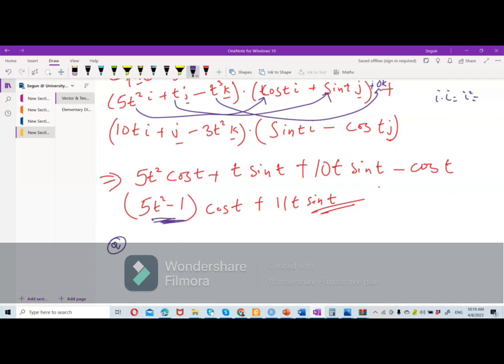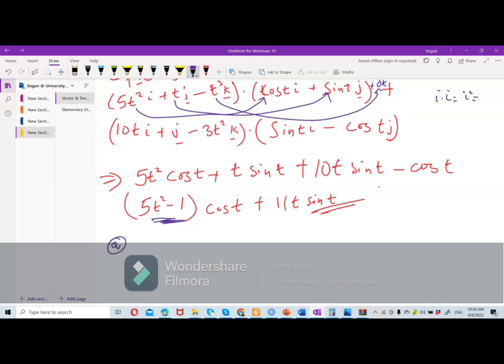Yes, sir. If I open this bracket with cos t, I have 5t squared multiplied by cos t, and then cos t again multiplied by minus 1, it will become minus t cos t. Do you get it? Got it, sir. Thank you very much, sir.